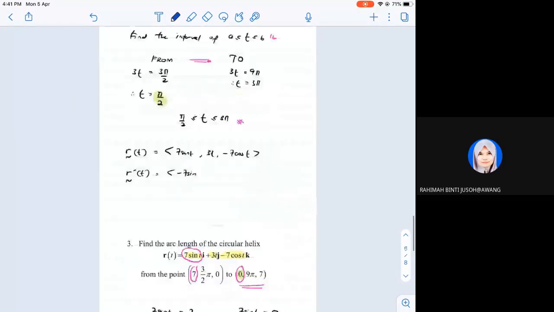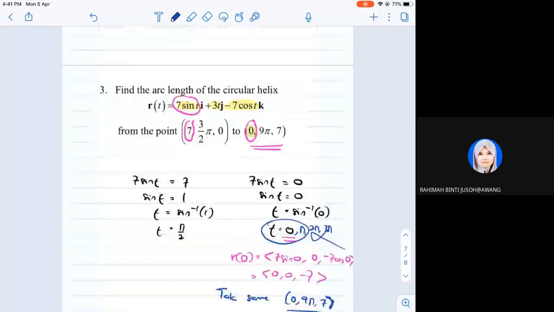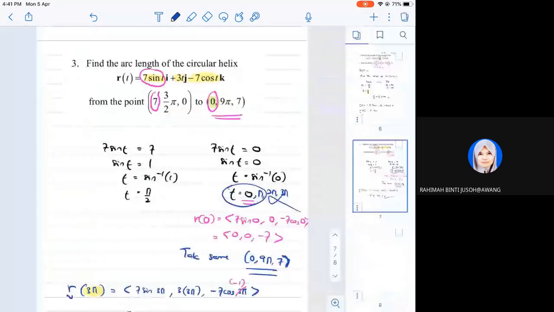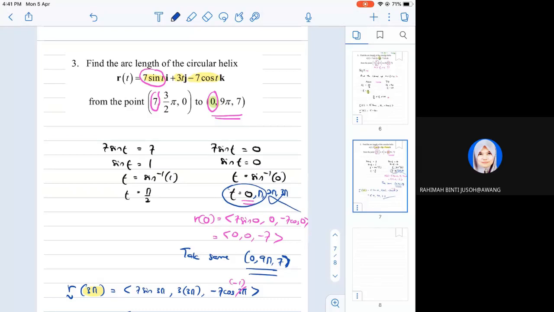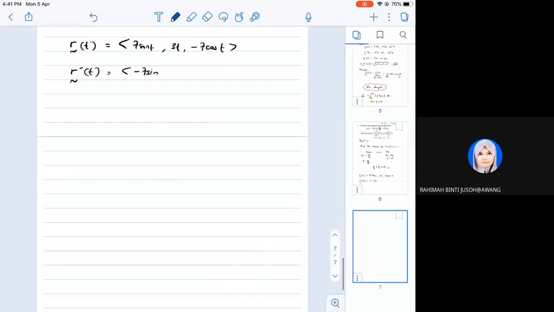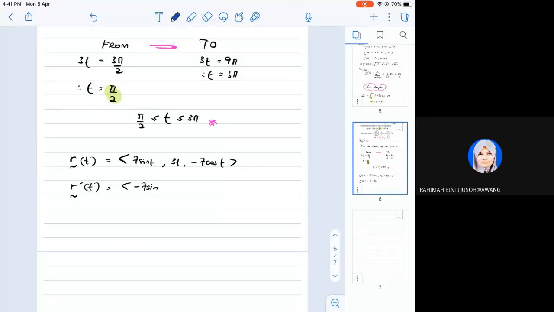Sekejap saya nak delete page ni. Nanti you all confused pula. This one, I would like to delete this. Delete page. Okay. So, jom kita sambung ni.